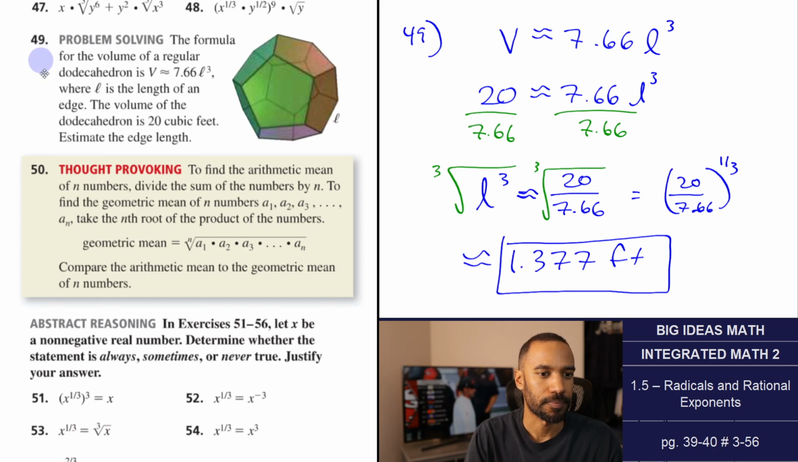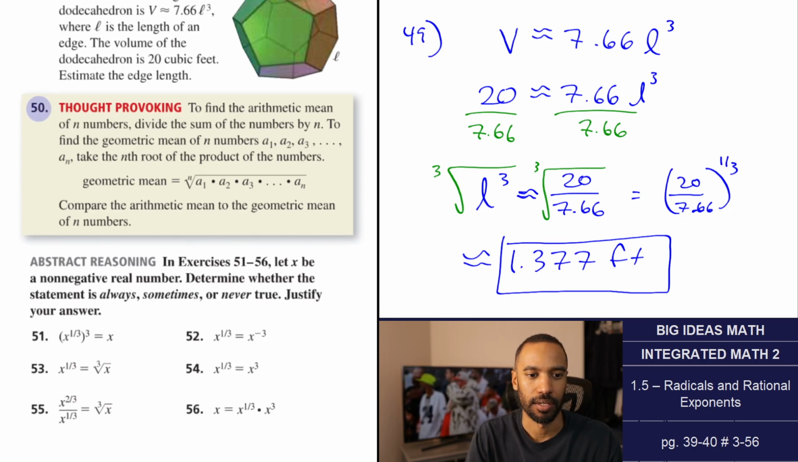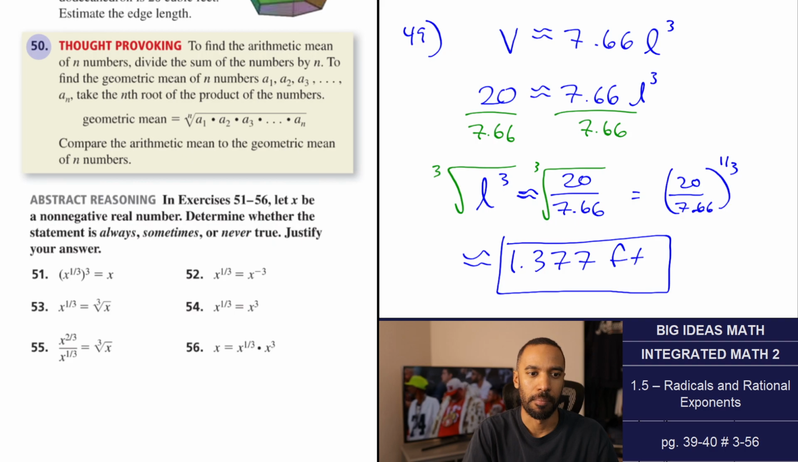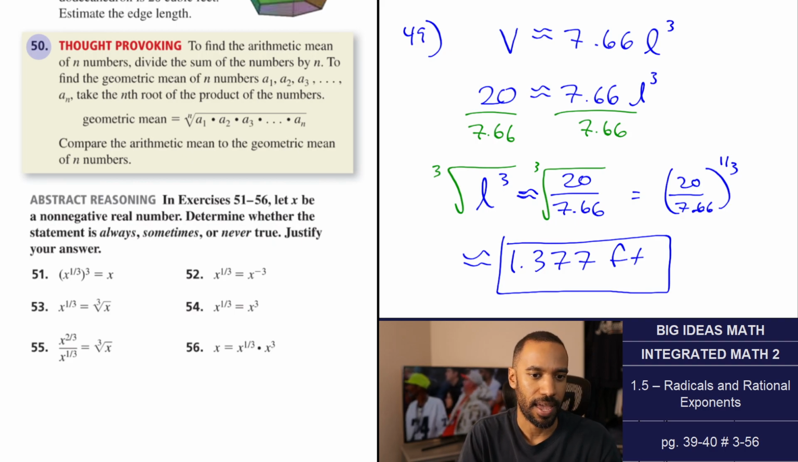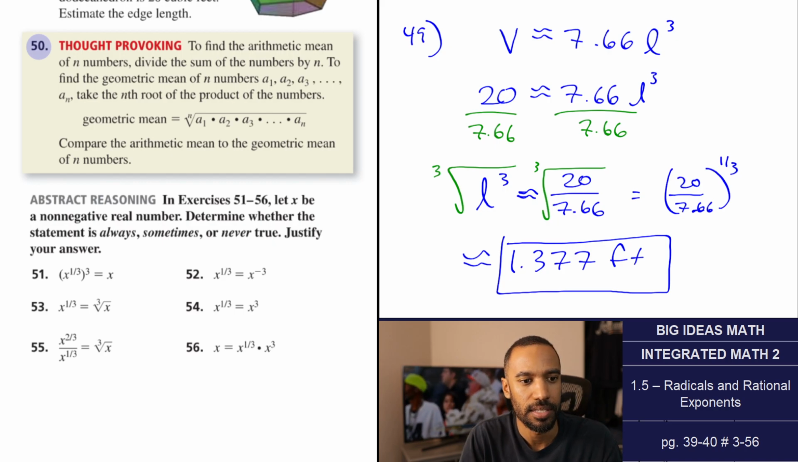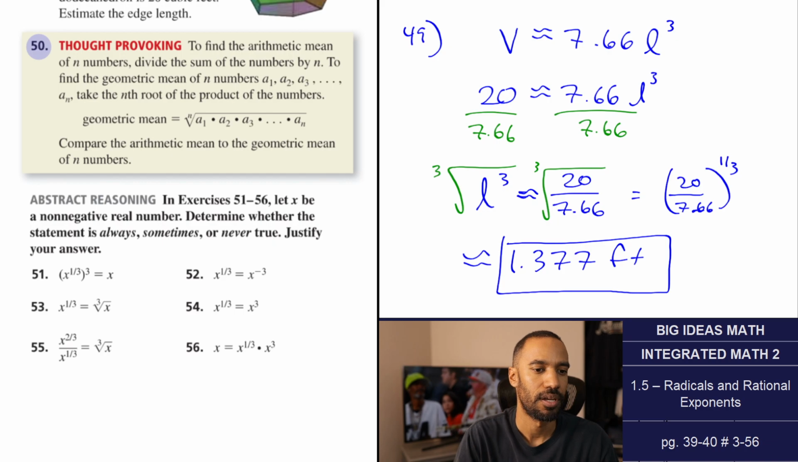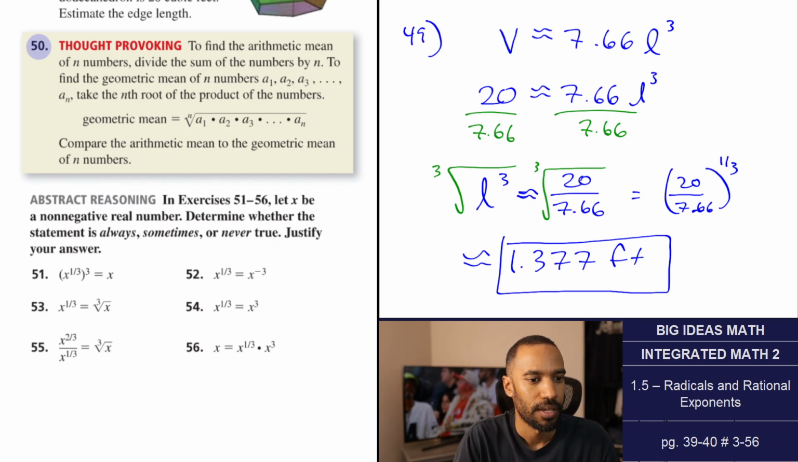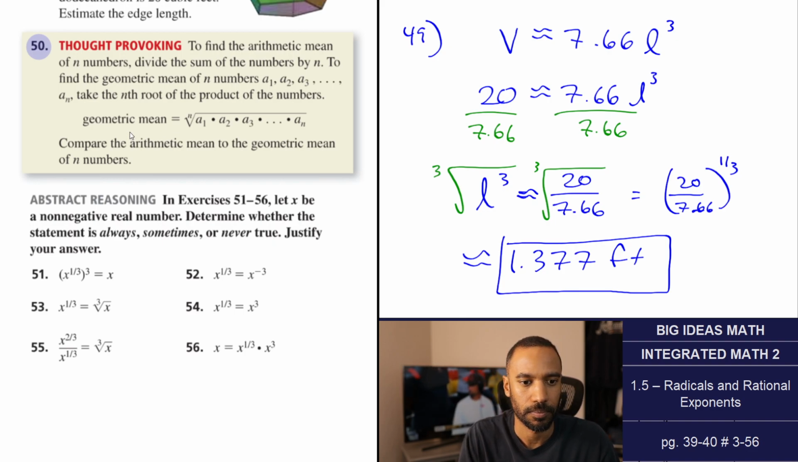Okay, number 50. Thought-provoking. To find the arithmetic mean of n numbers, divide the sum of the numbers by n. To find the geometric mean of n numbers, a sub 1, a sub 2, a sub 3 to a sub n, take the nth root of the product of the numbers, like they show you. Compare the arithmetic mean to the geometric mean of n numbers.